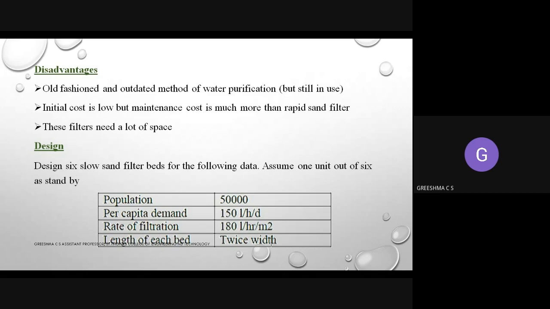Initial cost is very low, but the maintenance cost is very high, even more than rapid sand filters. So its maintenance is very difficult, and the filter requires a huge amount of space. So these are the three disadvantages of slow sand filters. First, it is an outdated method. Second, its maintenance cost is very high, even higher than rapid sand filters. And third, it requires a lot of space.